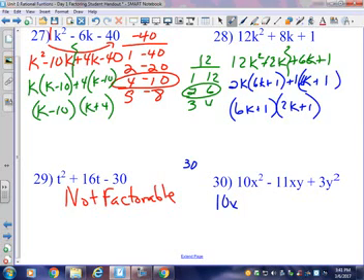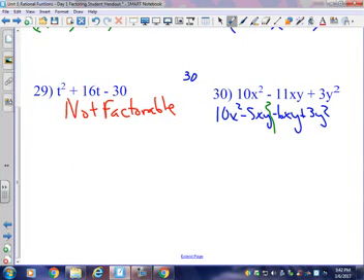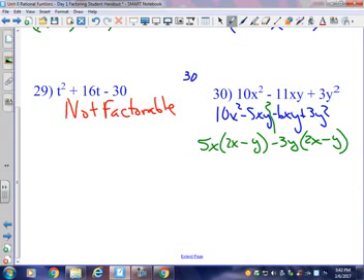So 10x squared minus 5xy minus 6xy plus 3y squared is our problem. And again, the reason I have xy on both of them in the middle is because that's what the middle term had on it. Take out a 5x and you'll have 2x minus y. Take out a negative 3 and a y and you'll have 2x minus y. So I got 2x minus y and 5x minus 3y.